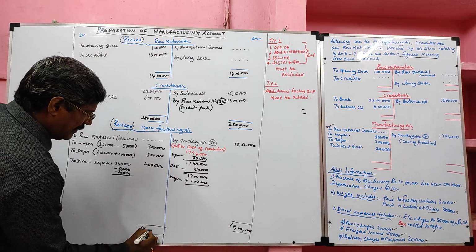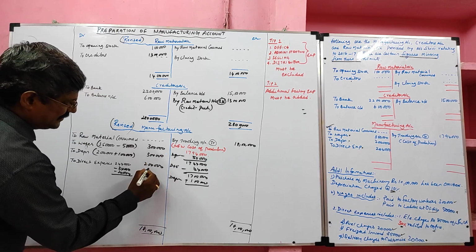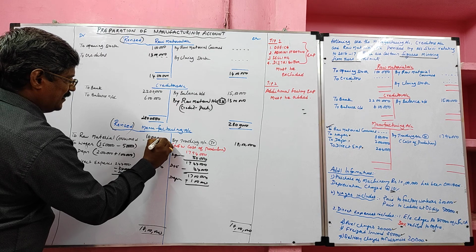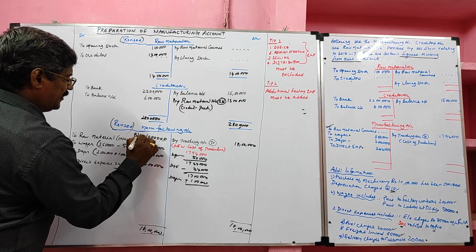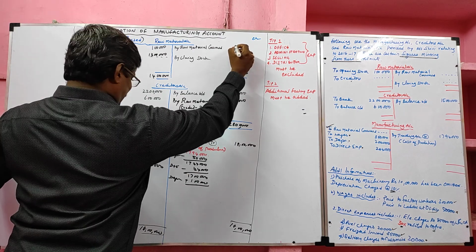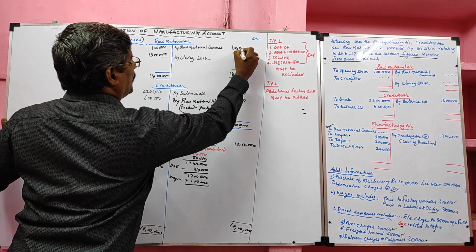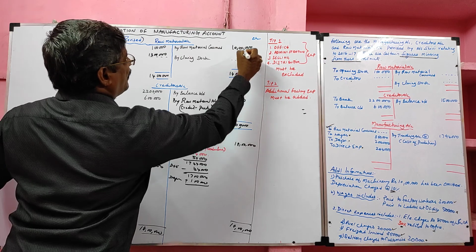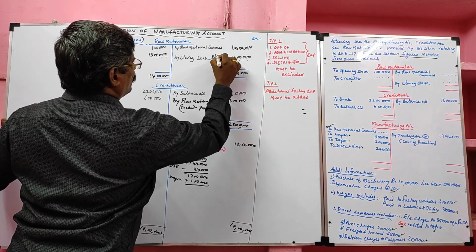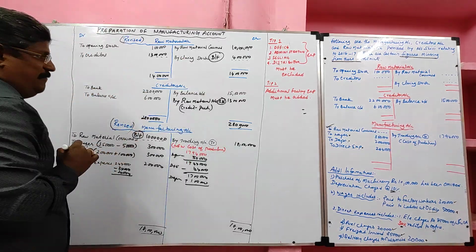So 18 lakh. If we deduct 8 lakh, we'll get 10 lakh as the balancing figure, that is the raw material consumed. This should be transferred to the credit side of the raw material account. How much? 10 lakh. 14 lakh minus 10 lakh equals 4 lakh. That is the balancing figure and the closing stock of raw material.